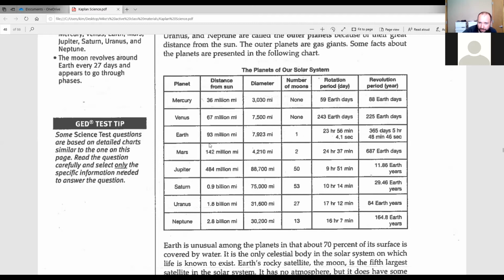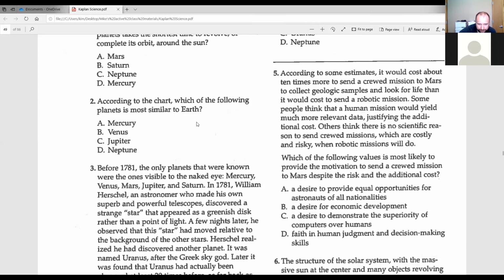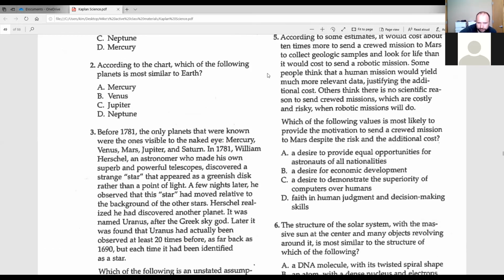They're close together. They're almost the same exact size. They're similar in moons. Venus has none, Earth has 1. Their days are obviously much different, but their years are kind of close, right? Relatively. So I would pick B, Venus, for that one. So here's the next one.